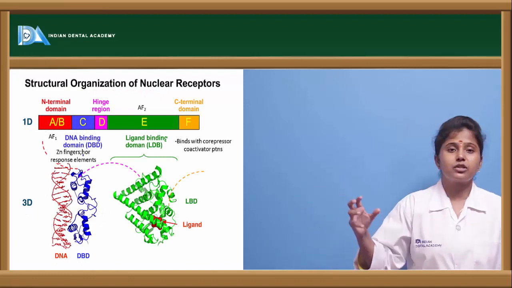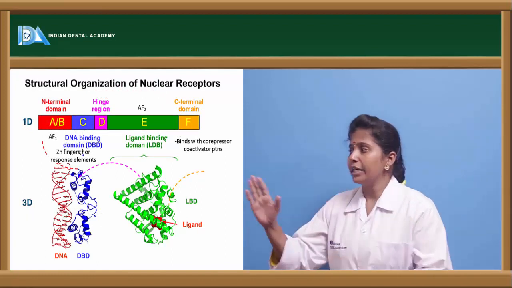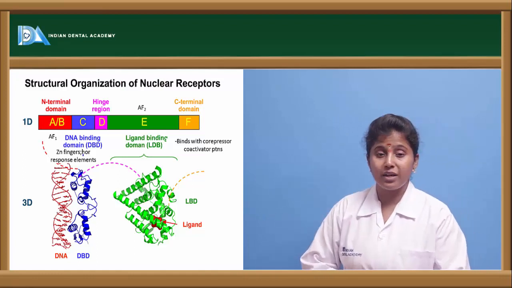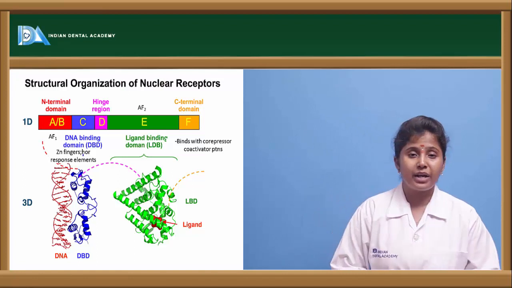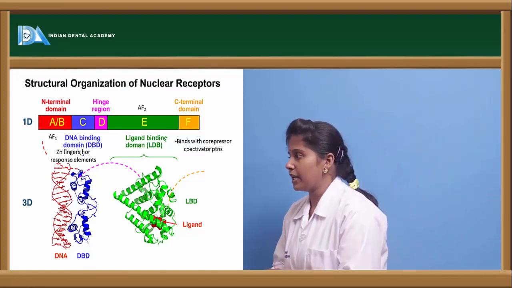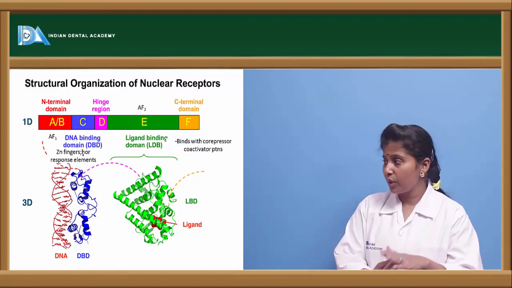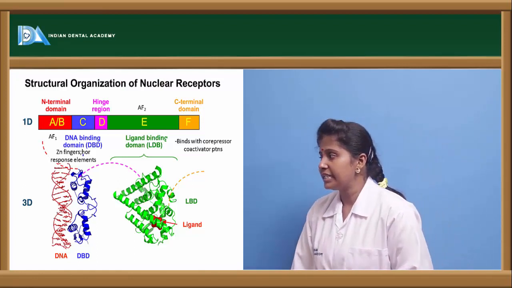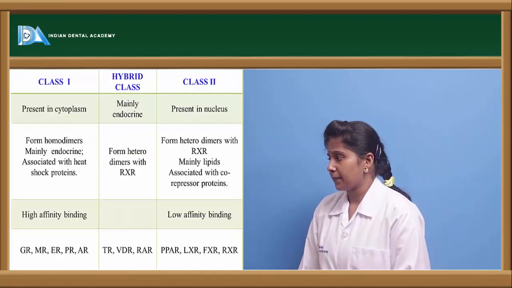If we see the structural organization, how the structure of these nuclear receptors looks: it has an N-terminal domain where the amino acid binds, and a DNA binding domain where the gene transcription takes place. It has a ligand binding site where the ligand binds to it, and finally the C-terminal domain where the carboxylic acid is binding.